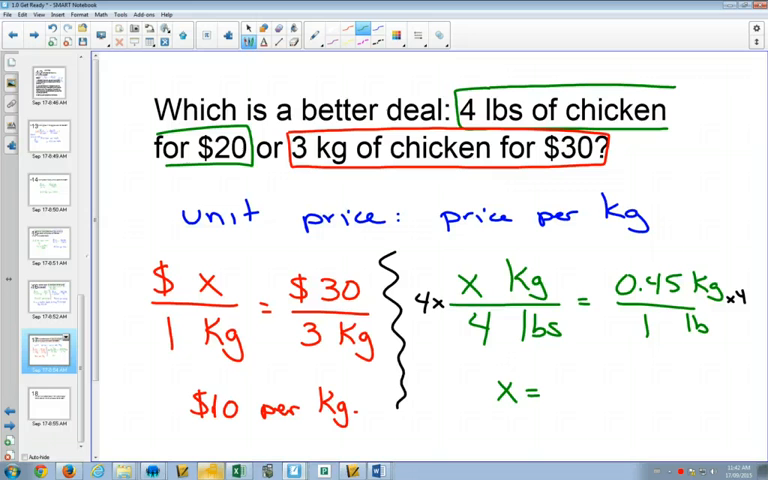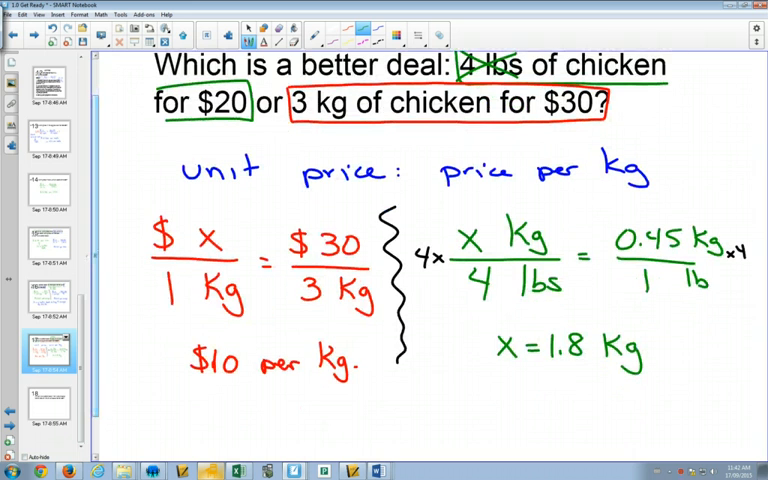So that tells me that I have 1.8 kilograms. So my original question said 4 pounds of chicken for $20 or 3 kilograms of chicken for $30. What we did right now is we can say that instead of having 4 pounds here, I could rewrite my original question as, which is a better price, 1.8 kilograms of chicken for $20 or 3 kilograms of chicken for $30. And now I can find my unit price, my price per kilogram of the green.